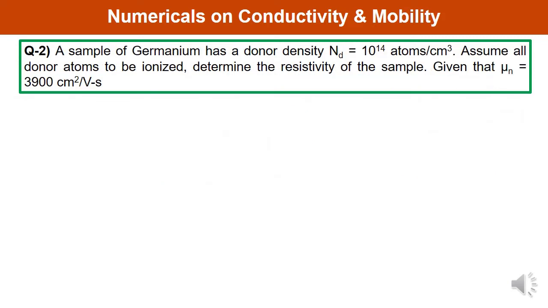Next question is, a sample of germanium has a donor density N of D, which is 10 raised to the power 14 atoms per centimeter cube. Assume all donor atoms to be ionized. Determine the resistivity of the sample. Here you have to calculate the value of rho.